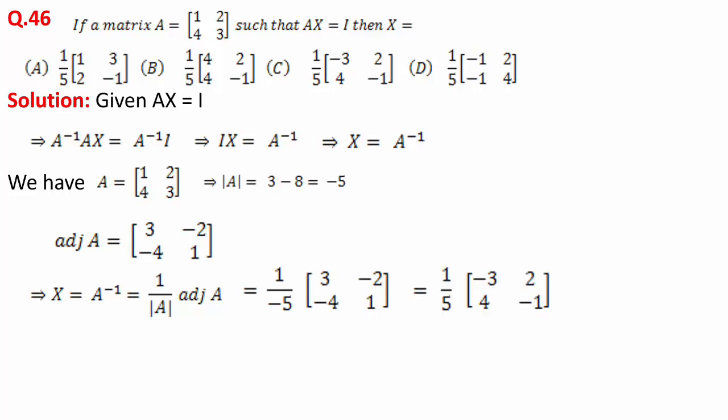This implies that X equal to A inverse is nothing but 1 upon determinant of A into adjoint of A, equal to 1 by -5 into matrix 3, -2, -4, 1. This implies 1 by 5 into matrix -3, 2, 4, -1, and hence the correct option is C. Question 47.